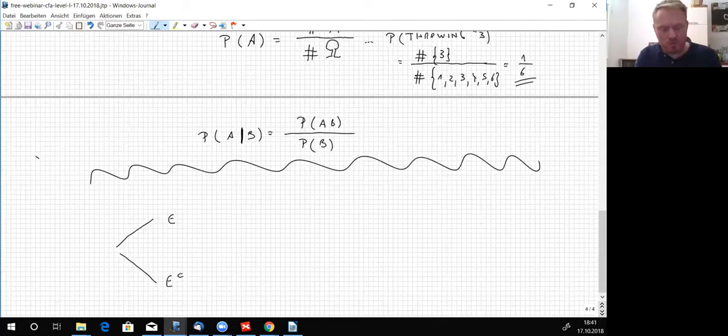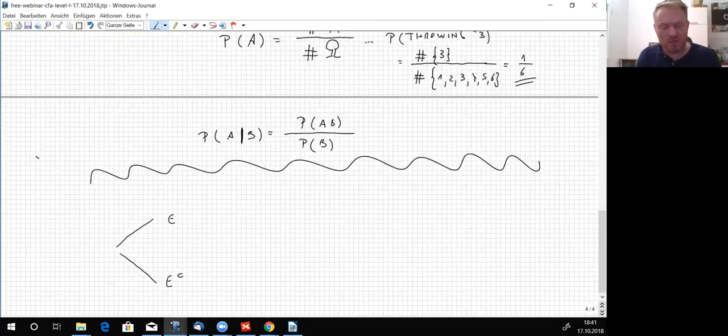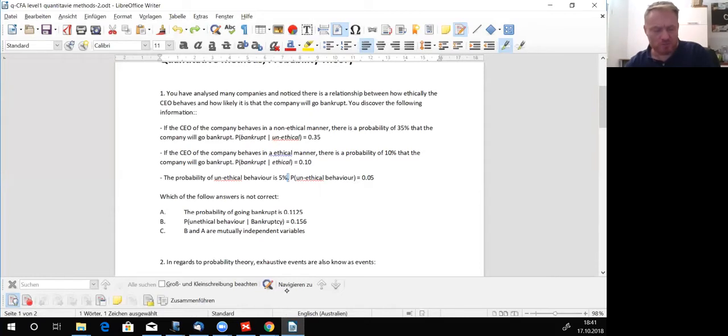So what did I say about the probability? Taking a look here, the probability of unethical behavior is 5%. So now, given that the probability of unethical behavior is 5%, it is true, of course, that the probability of ethical behavior is equal to 0.95, right? And I didn't say this, but it's true. Of course it's true. And I want you to know this.